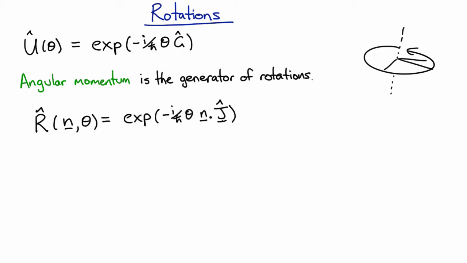Now I know I'm using J for the total angular momentum. That's the definition of the total angular momentum. And this again is the projection of these three operators. There's a Jx, a Jy, and a Jz. And this is just the dot product with those three. So this gives us a particular generator for a particular axis, and then this gives us the angle.